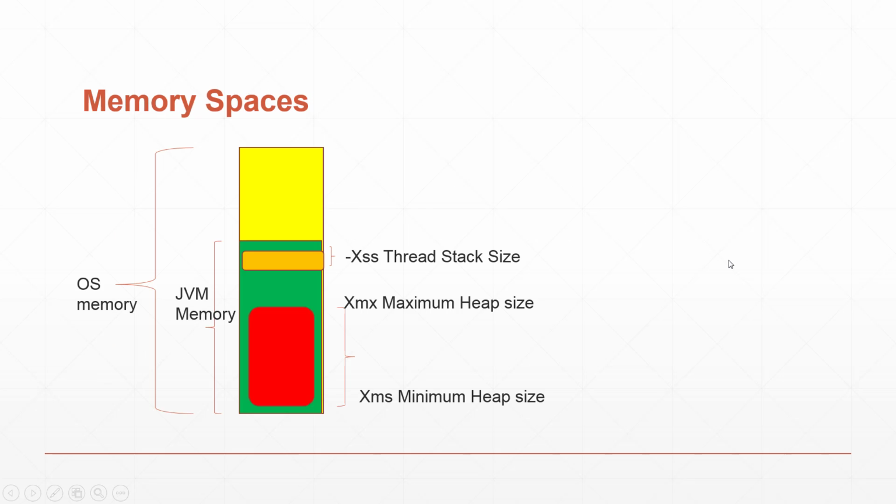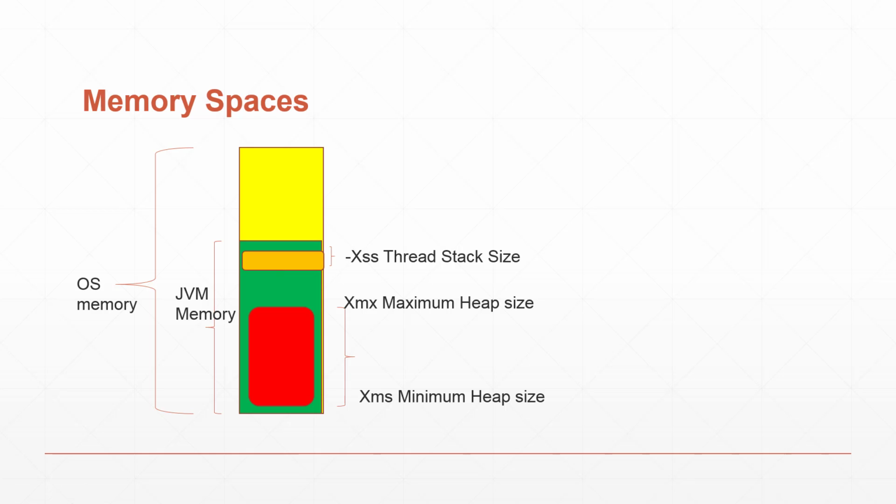So if you look at memory spaces, the one in yellow is the OS memory or the RAM memory. Red is basically the space in which the objects are stored. So it's the heap memory, which again can be tuned based on two arguments: Xms for the minimum heap size and Xmx for the maximum heap size. The one shown in orange is basically the stack space, which is at per thread level.